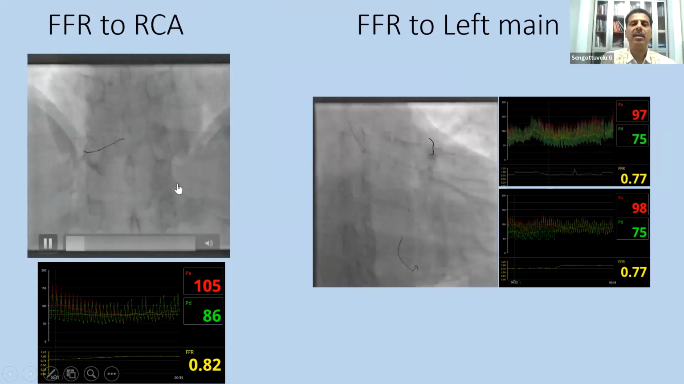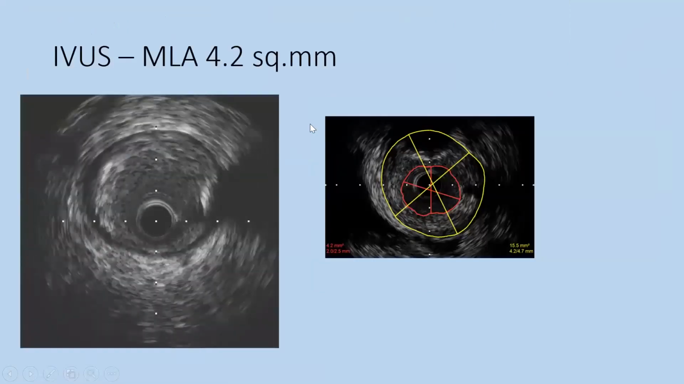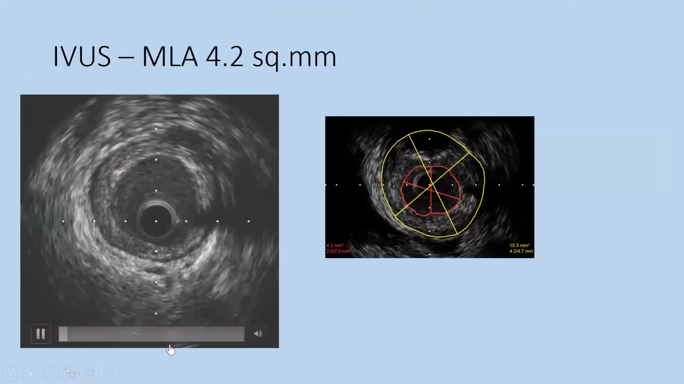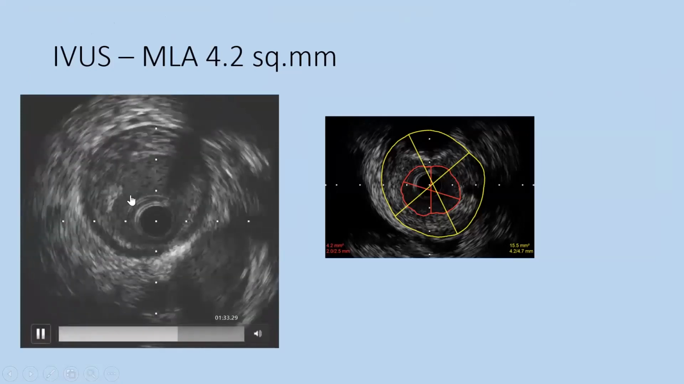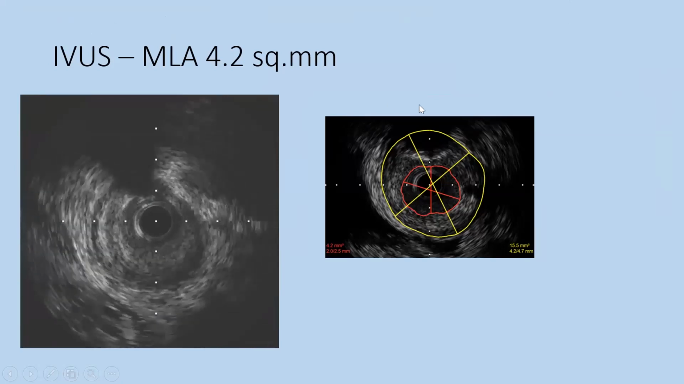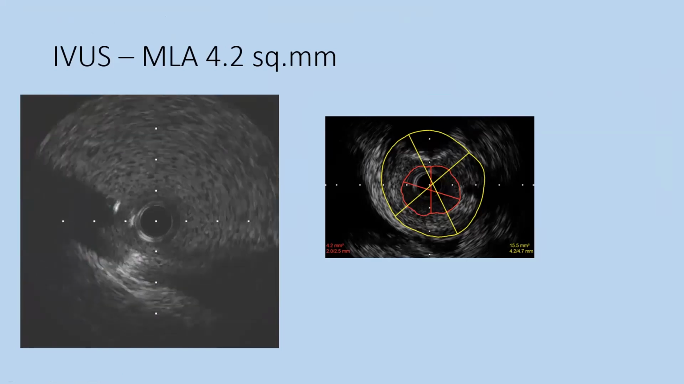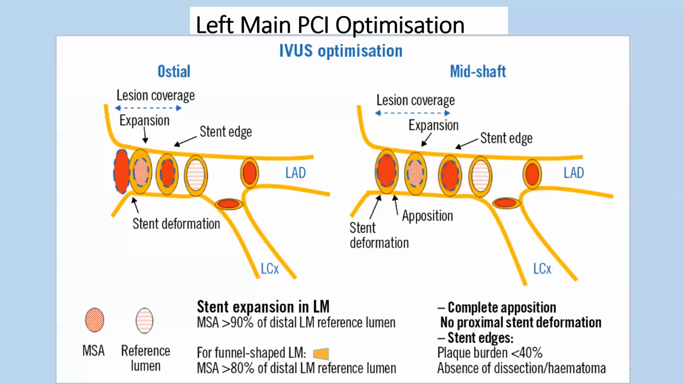And you can see that the IVUS also confirms that the minimal lumen area in the left main, you can see that eccentric lesion, is 4.2 square millimeters. And as I mentioned, less than 4.5 is significant. And hence, this patient was planned for a PCI to left main.